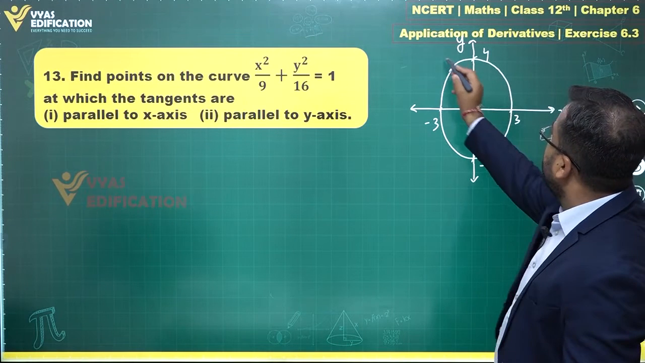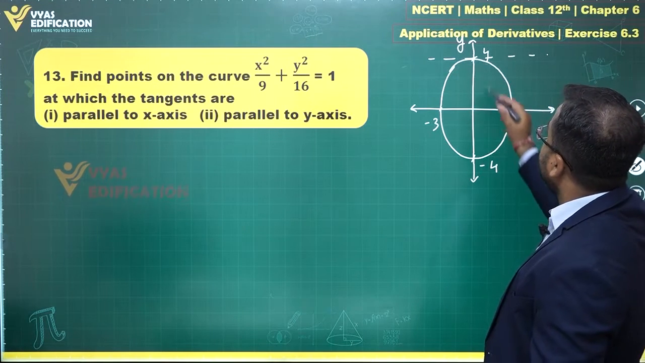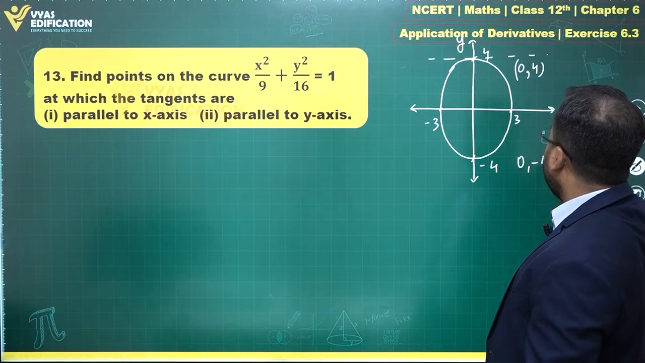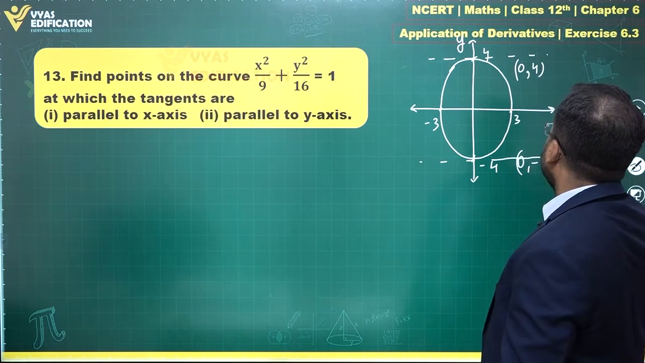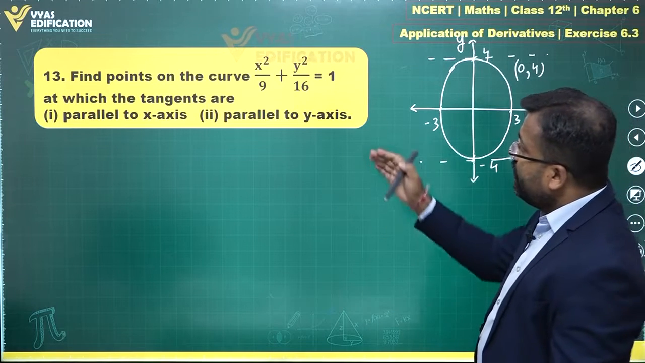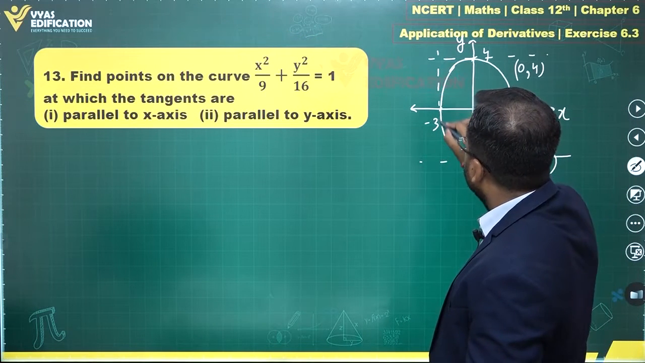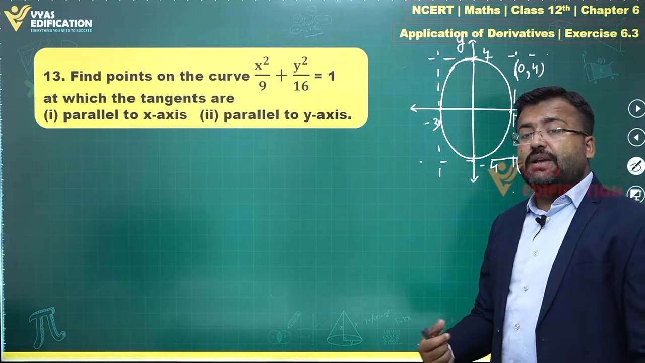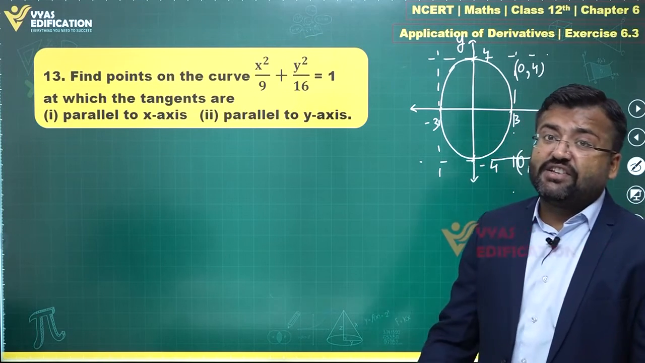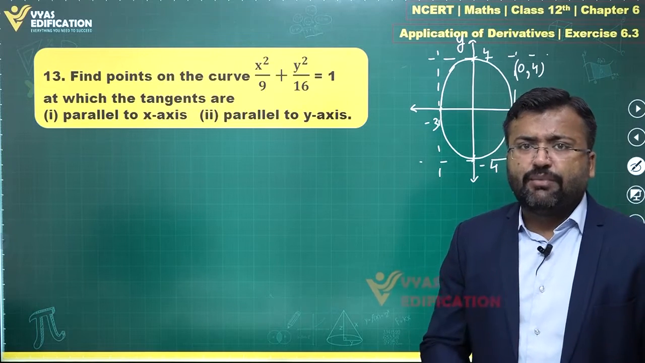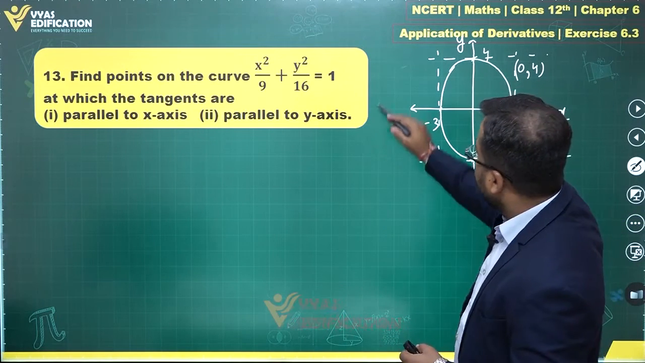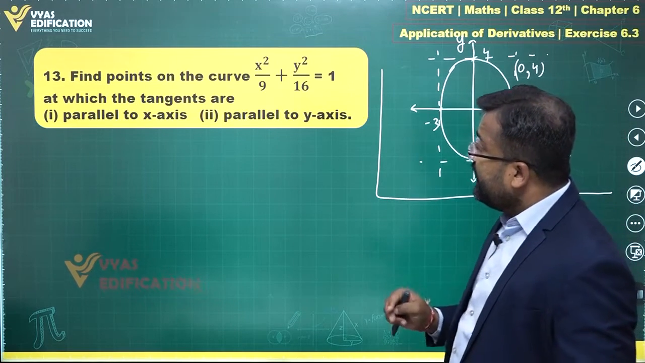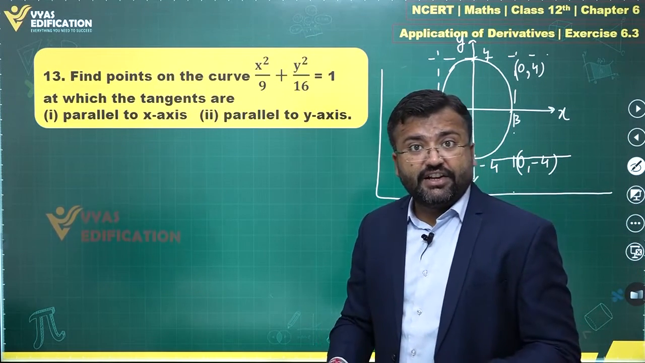This will be pretty simple. Tangents are parallel to the x-axis at this point. This is 0 comma 4, and similarly 0 comma minus 4 will be another point at which tangent is parallel to the x-axis. What about tangents parallel to the y-axis? These will be the tangents parallel to the y-axis. This is the case of ellipse, and for ellipse tangents parallel to the x-axis and y-axis are very, very simple, right? But then this is using a graphical approach. What can we do for this question where we have to solve it analytically, let's see.